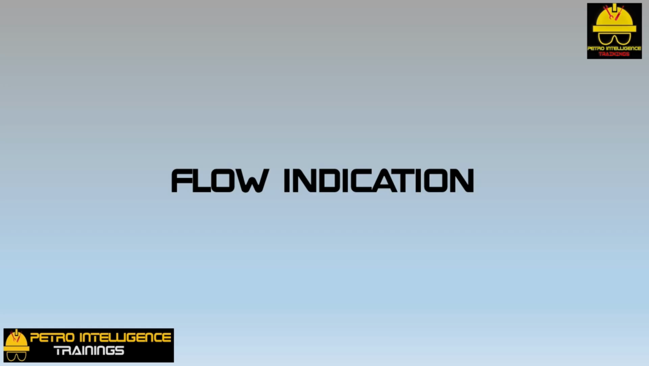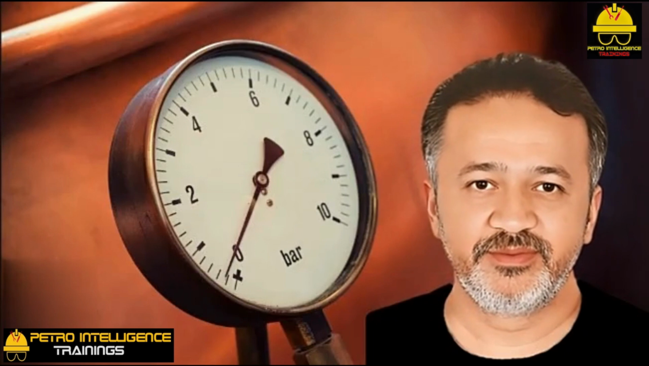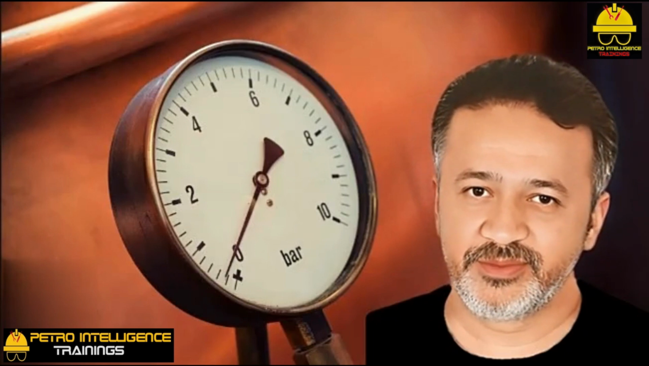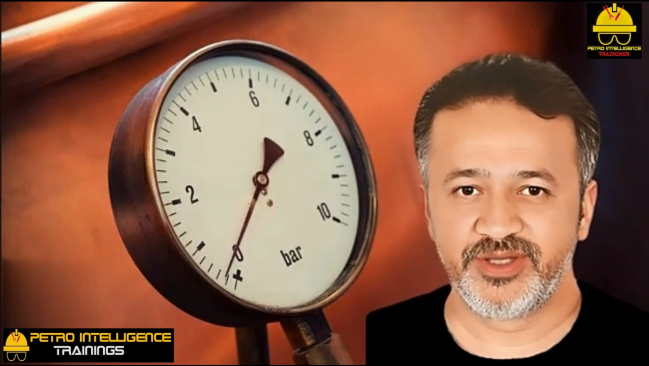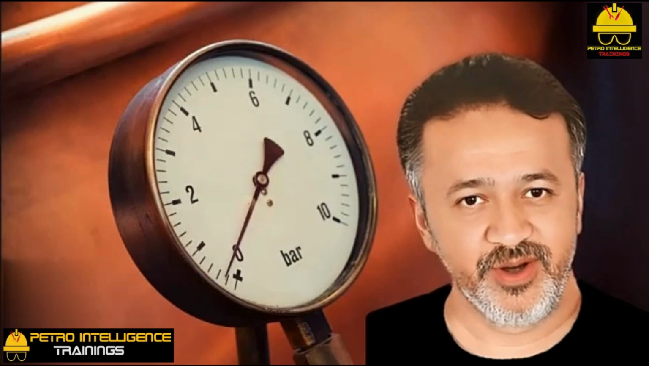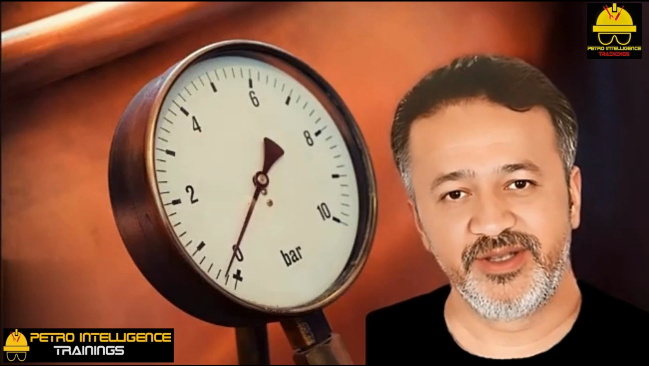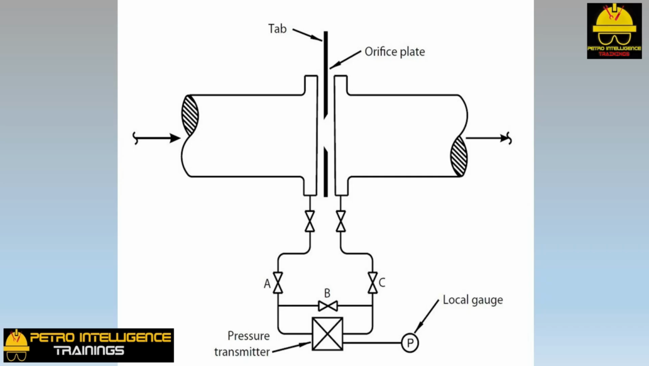Flow. Flow indication. The standard method of measuring flows in a process plant is by use of the orifice plate and orifice flanges, shown in this picture. Actually, we rarely measure flows directly. More commonly, we measure the pressure drop across an orifice plate. This pressure drop is due to the increase in kinetic energy of a fluid as it accelerates through the small hole in the orifice plate.